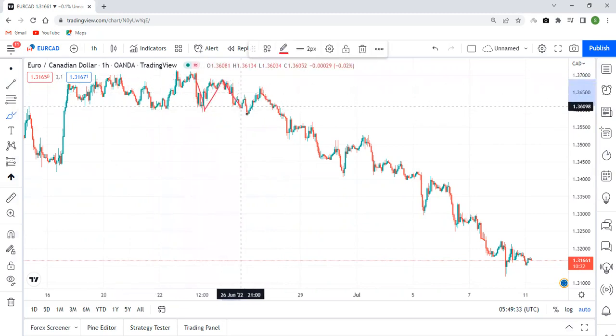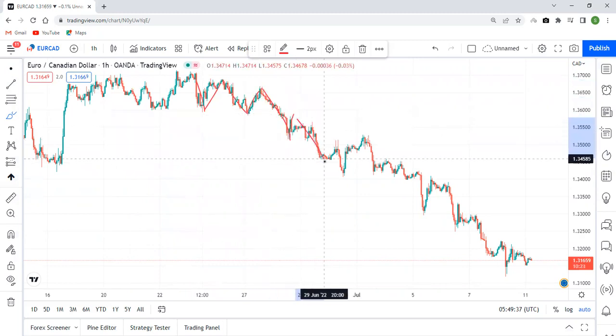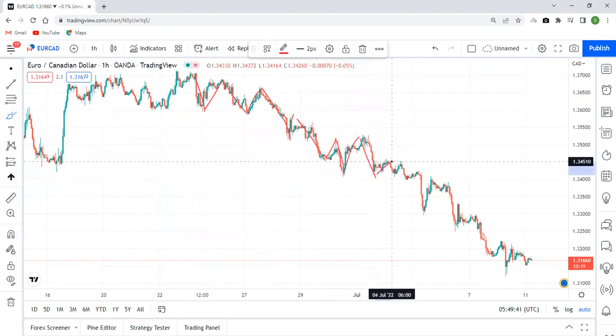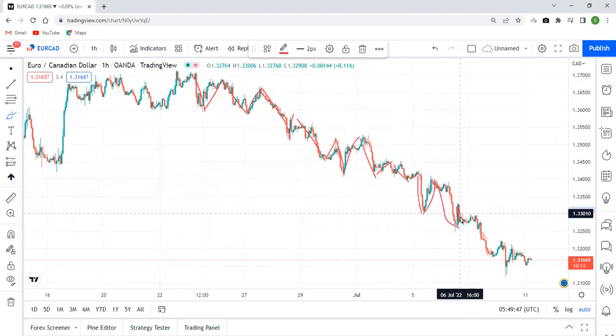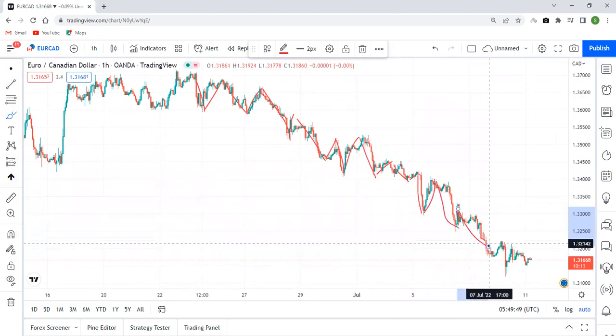The market keeps on making lower highs and lower lows, lower highs and lower lows. It has been trending so massively to the downside. I love this kind of pair. As you can see, it keeps on giving us a very nice direction, and then boom, we get this move.